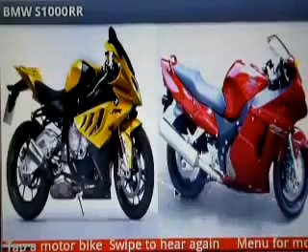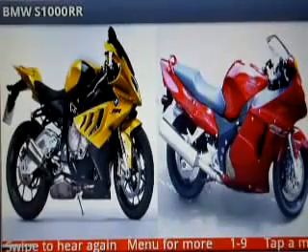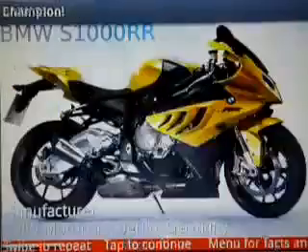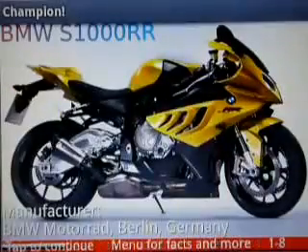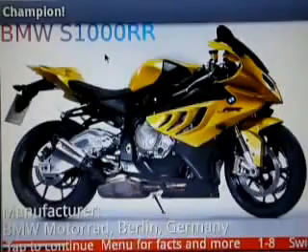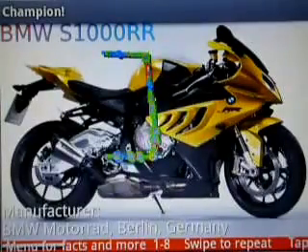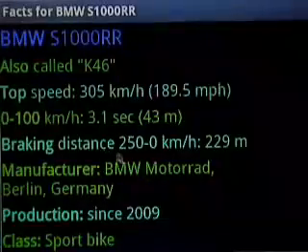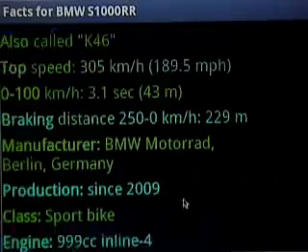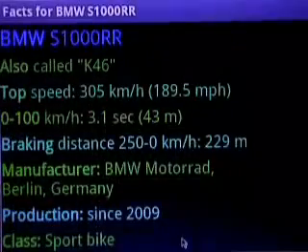BMW S1000 RR. Well, that's the Honda, so this is the BMW, I'm sure. Yes. BMW S1000 RR. Another lovely looking machine. Now, if I draw a bracket on the screen, it takes me into facts. And I can learn about the BMW, and you can draw a bracket for all of the motorbikes.